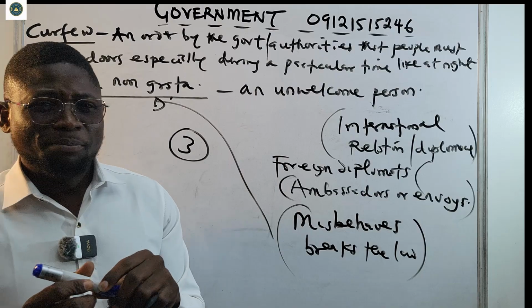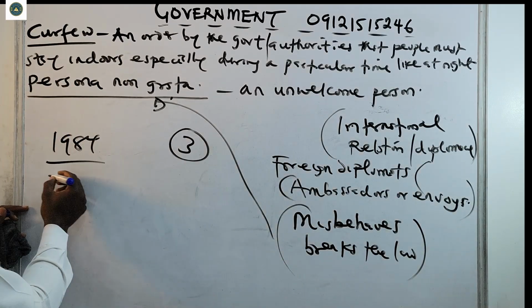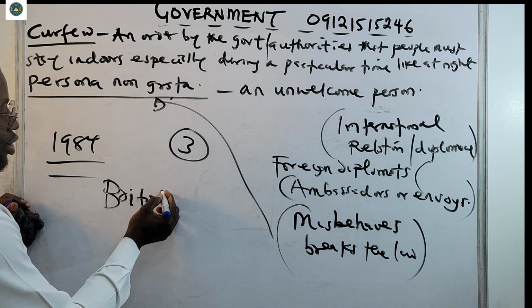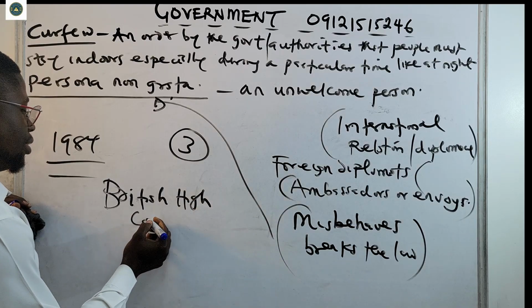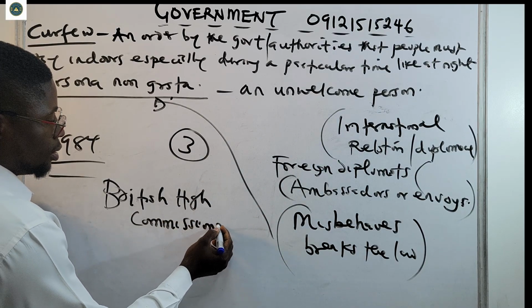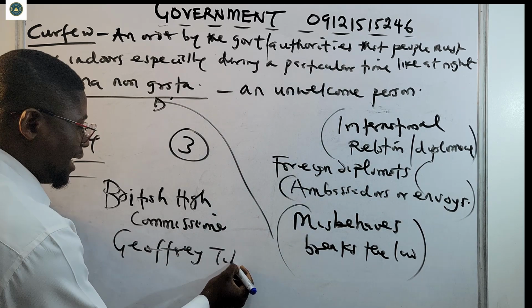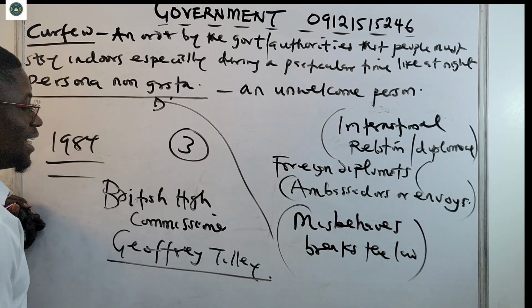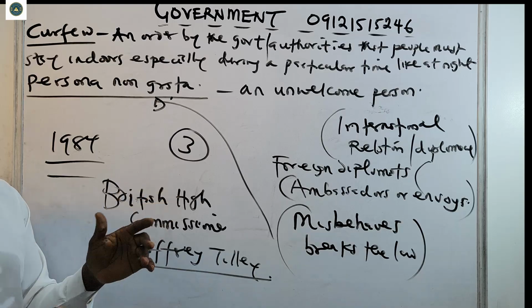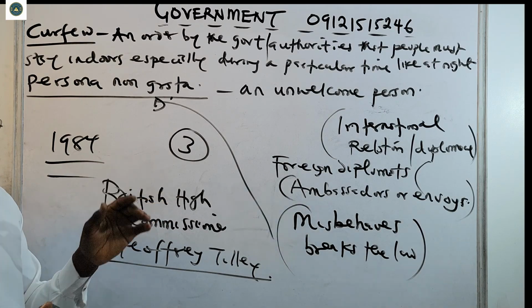Like during the Buhari regime, in the year 1984, a British High Commissioner known as Geoffrey Tiley was declared persona non grata, because there were issues between the British government and the Nigerian government during Buhari's military regime, in the year 1984.